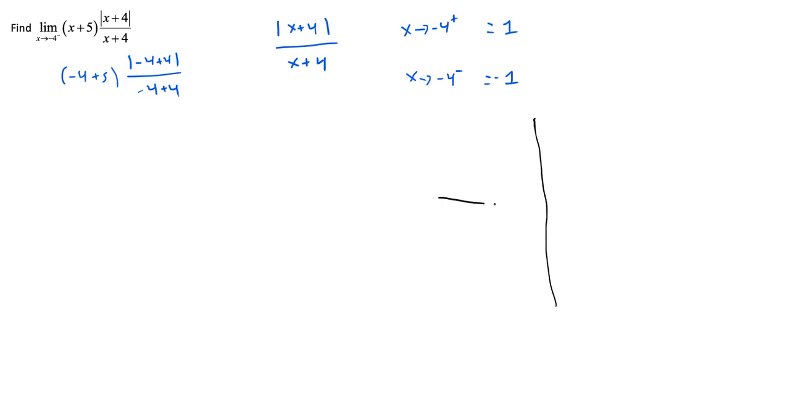This whole function, (x plus 5) times the absolute value of x plus 4 over x plus 4. The key here is -4. If our values of x are less than -4, our graph is going to look a little something like this. We're going to be a line that goes in this direction. But what if x is greater than -4? If our x value is greater than -4, we will always be positive. So we're going to be essentially this.